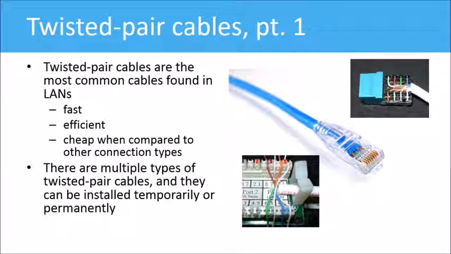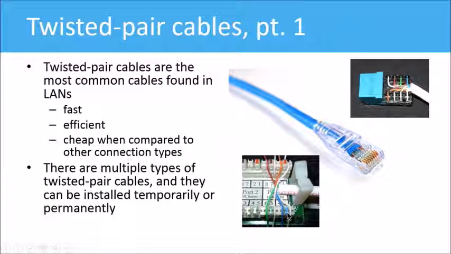So twisted pair cables, once again, they're very commonly found, the most common, in fact. And the reason being is that they're cheap. They're pretty fast, and they're really efficient at sending data via electrical pulses. We've got multiple types of twisted pair cables available, and they can be installed temporarily or permanently.